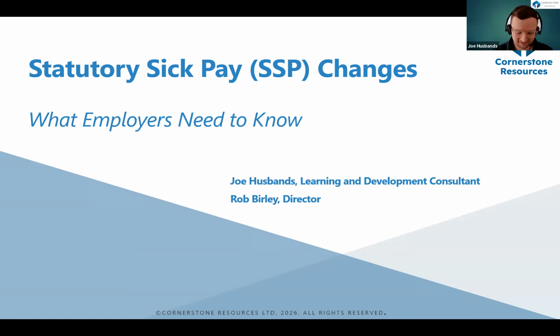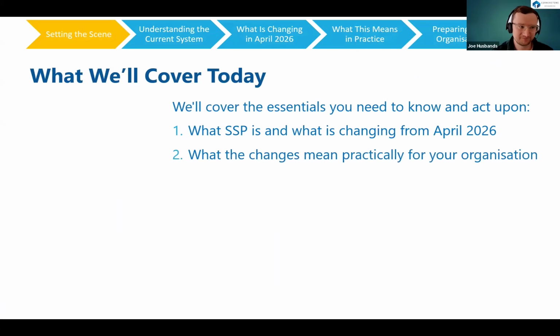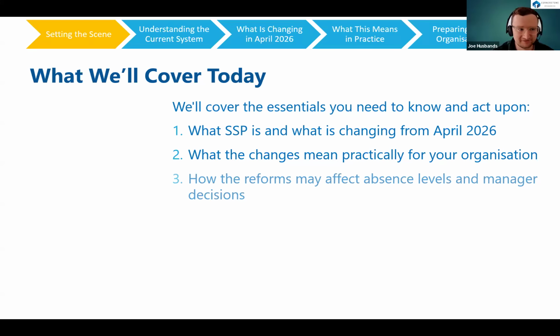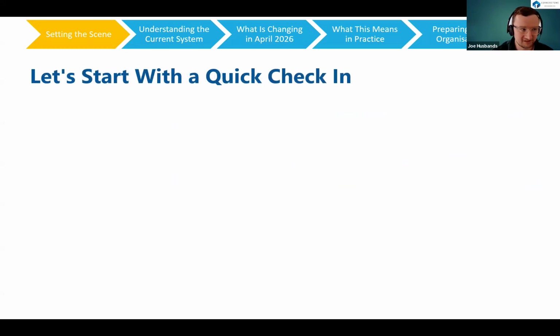So let's get started. What are we specifically going to cover today? What SSP is and what's changing from April 2026, what the changes mean practically for your organisation, how the reforms may affect absence levels and managers' decisions, and then key questions and priorities as well for you to consider within your organisation. So let's start off with a quick check-in.